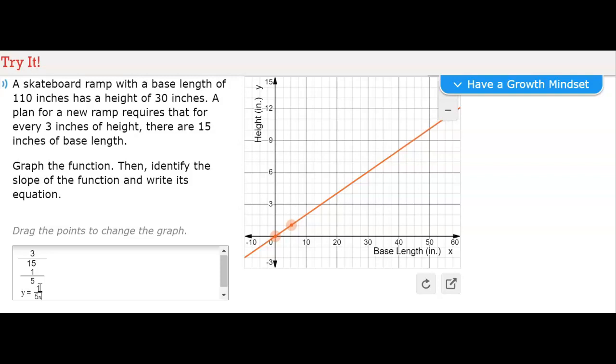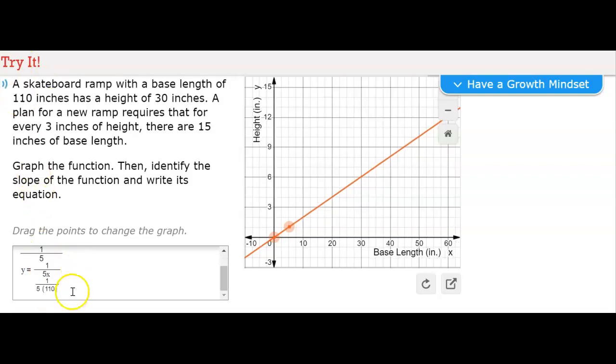And then if the base length is 110 inches and we wanted to find what the height of that ramp would be, we would use this equation. So the base length is the 110 inches. I was trying to type in what you would do. It's not really working well for me, so I'm going to try to write it for you.